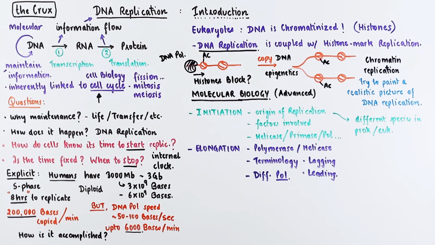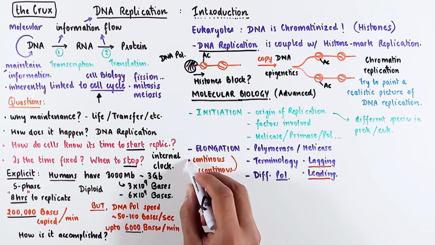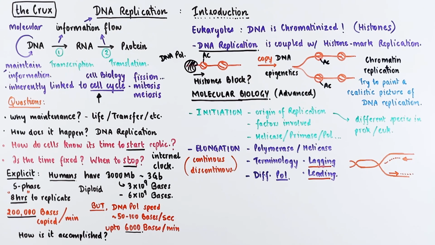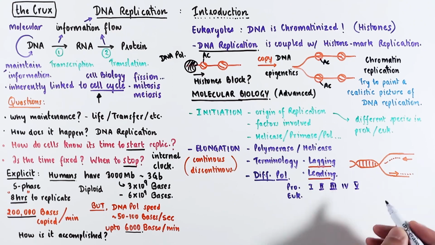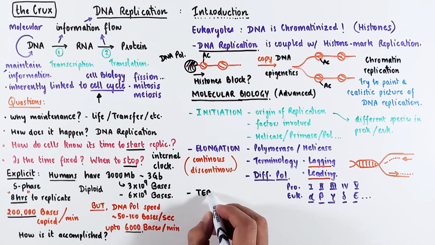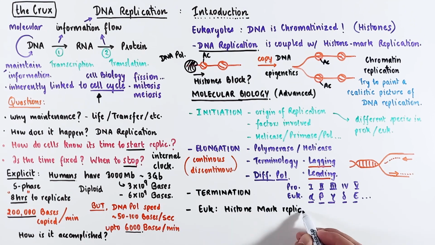The concept of lagging and leading strands will tell us how continuous and discontinuous modes of replication come together to copy the DNA. And this will hopefully lead into some of the classic pictures of replication forks that you typically find in textbooks as well. When looking at different polymerases, we'll compare the prokaryotes and eukaryotes, and we will see that there are many types of polymerases, and each of these types has a specific function. And then we'll end with termination, and finally connect this entire process in eukaryotes specifically with histone mark replication, and the space and timing of DNA replication in a cell.